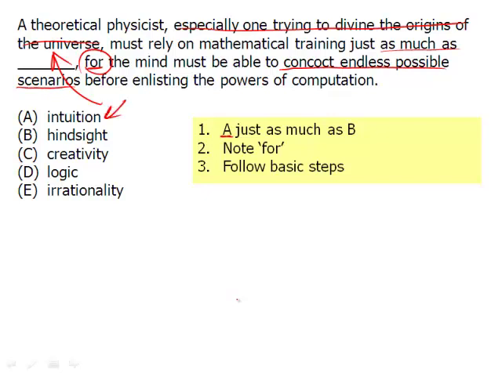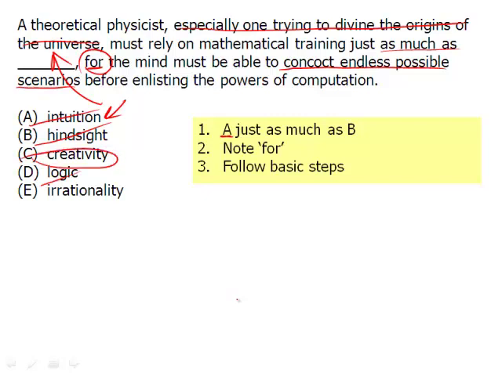So, is that intuition? Well, you could argue that perhaps to come up with these multiple scenarios you need intuition, but it doesn't really mean, in and of itself, intuition doesn't mean the ability to concoct or come up with endless possible scenarios. So it's kind of, but not really. Hindsight is a trap here because you're thinking, oh, the origins of the universe, you have to look back. But here you just want a word that means being able to come up with many different ideas. Speaking of which, coming up with many different ideas, there it is. You need to be creative.